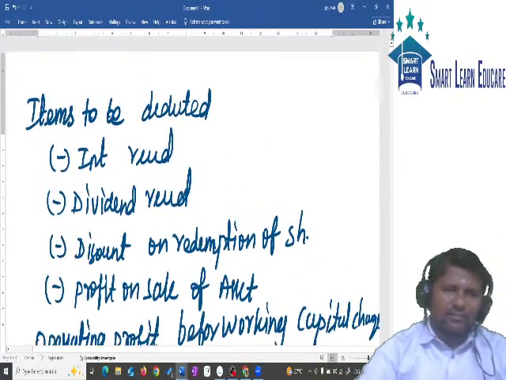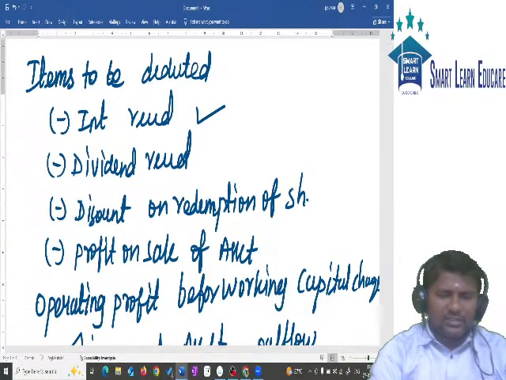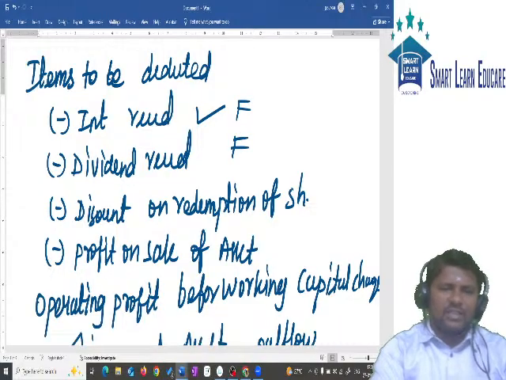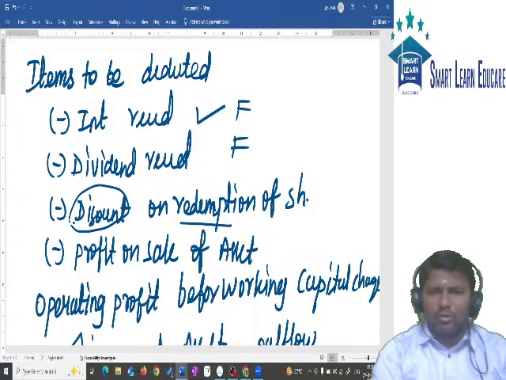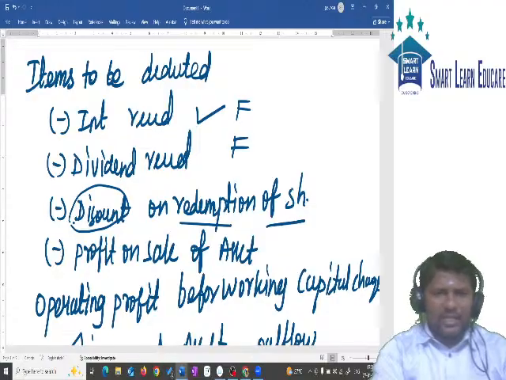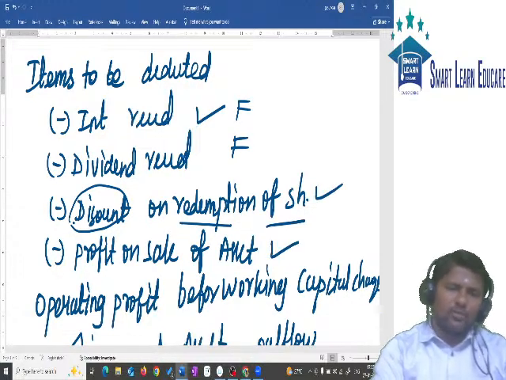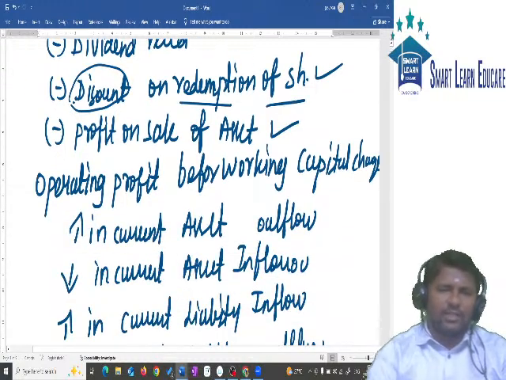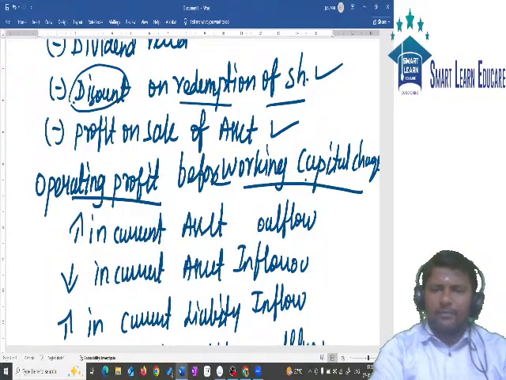Now, in operating activity, what are the things that should be deducted? Interest received should be deducted. Interest received will come under investing activity. Dividend as well. And discount on issue or discount on redemption of share is a gain. That gain will be shown as a liability, then it will be written back. These things should be subtracted. Profit on sale should be subtracted, because it is an investing activity. So this will give you operating profit before working capital changes.